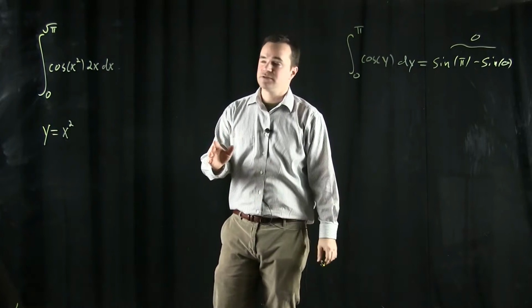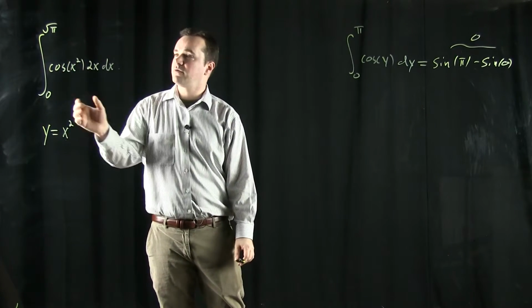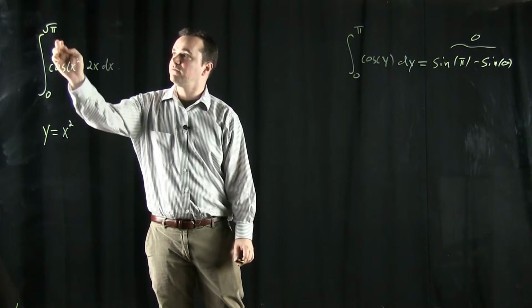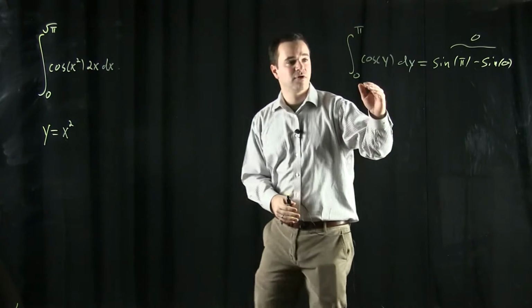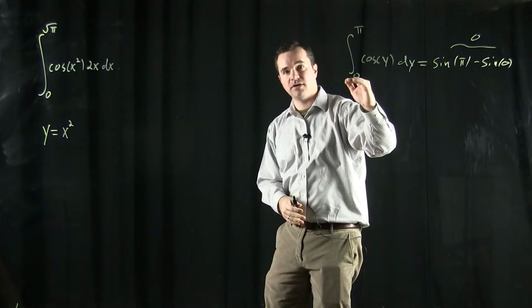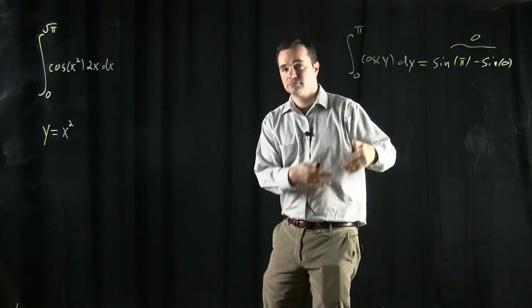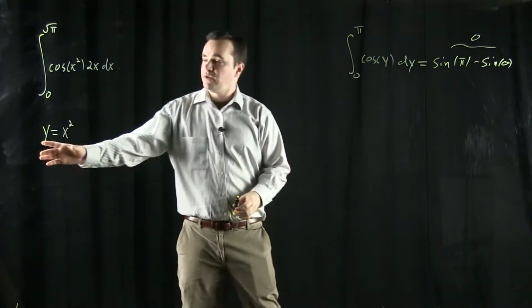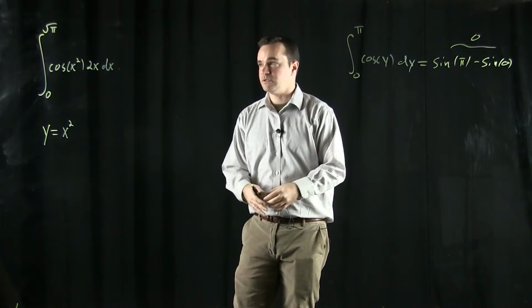So notice something else. Look at these bounds of integration. You're going from 0 to square root of pi. That means your variable x is going from 0 to the square root of pi. So what's your variable y doing? Your variable y is going from 0 squared equals 0 to pi, which is the square root of pi squared. So you've got one interval over here for your x values and one interval over there for your y values.